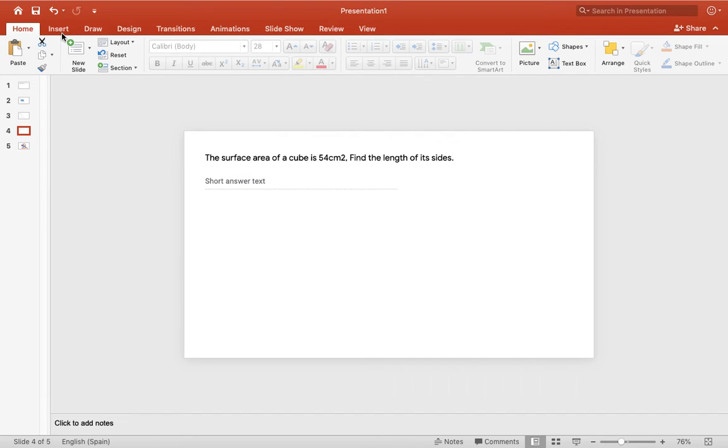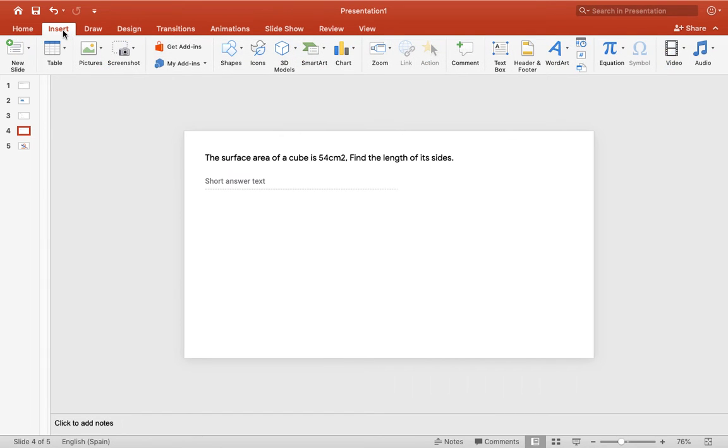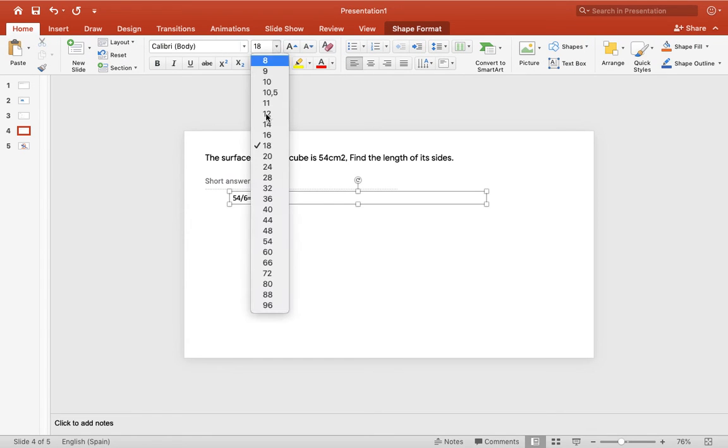Now, the surface area is what all the faces on the outside of a shape add up to. So we know for a cube there are 8 faces. So the first thing you should do, let's just double check there are 8. 1, 2, 3, 4, 5, 6. No, actually there are 6 faces. So the first thing you need to do is divide the total surface area by the number of faces. So we do 54 divided by 6.